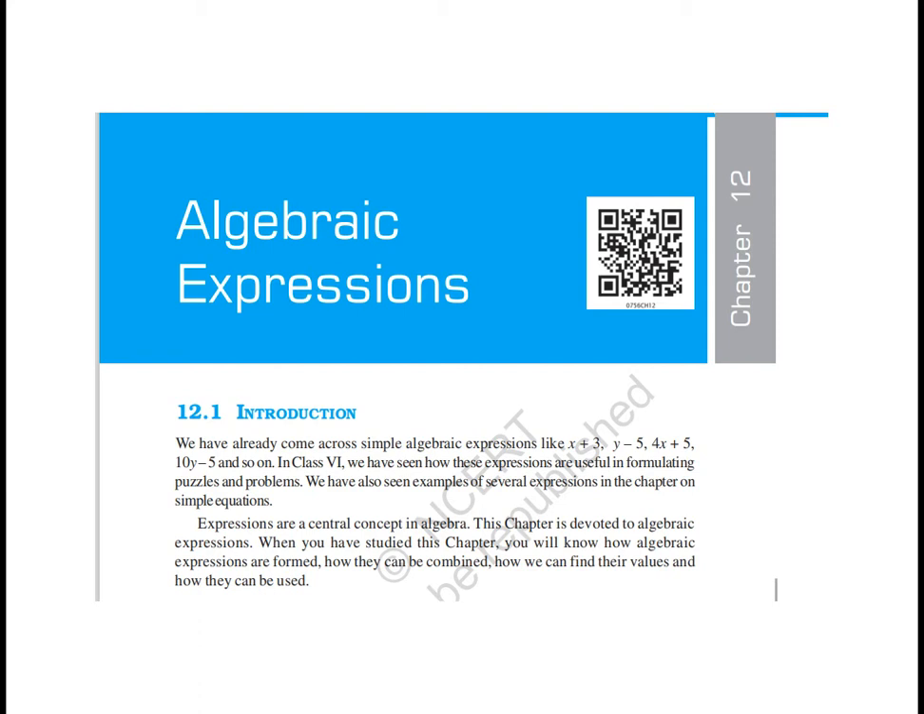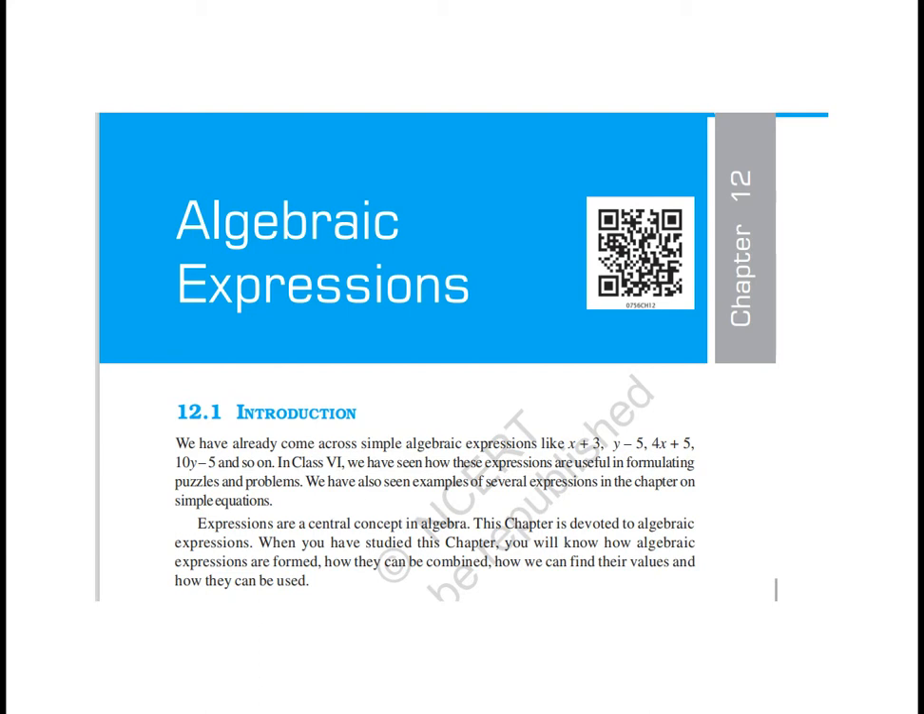We are aware of what algebraic expressions are and what the difference is between an algebraic expression and an algebraic equation. Algebraic expressions are like 5xy plus x square y, or we can say 3x bracket x plus y. So these are algebraic expressions where we just need to put the value of the variable and we can get the value. And what are equations?